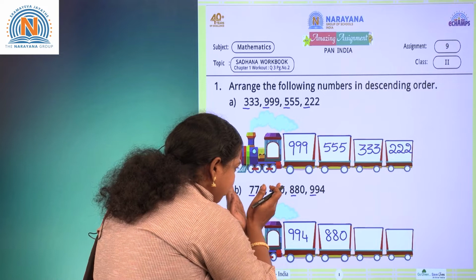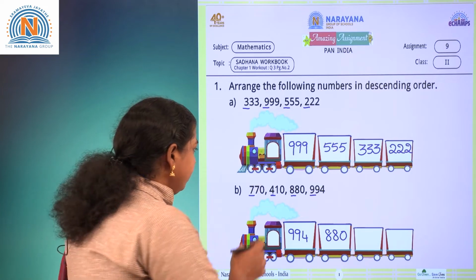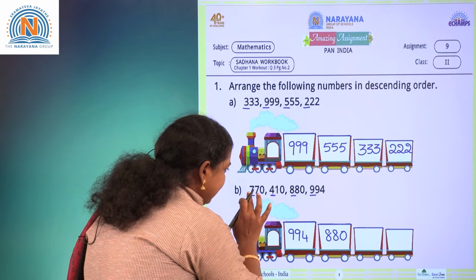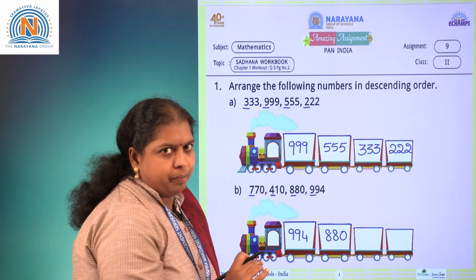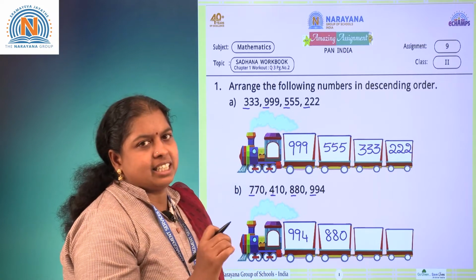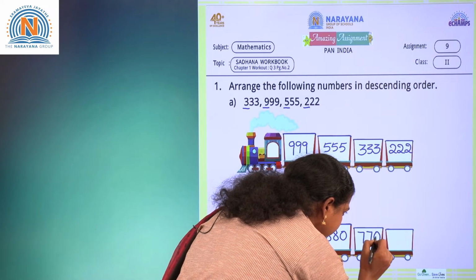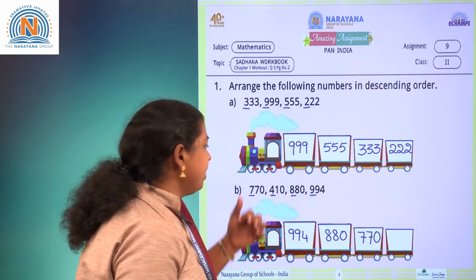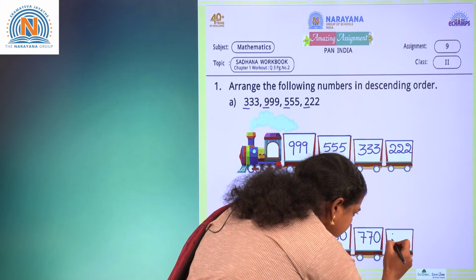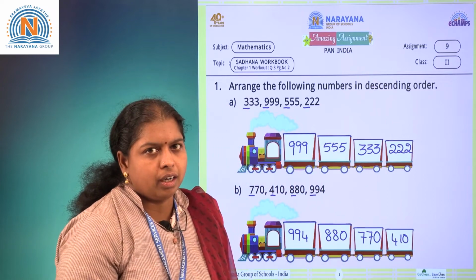So, we are left with 2 numbers. What are they? 770 and 410. Among these 2, the digit 7 is greater than 4, right? So, the number that starts with the digit 7 is the greatest number. We need to write 770. What is the last number we need to write? What is the number left over? That is 410, which is the smallest among all.